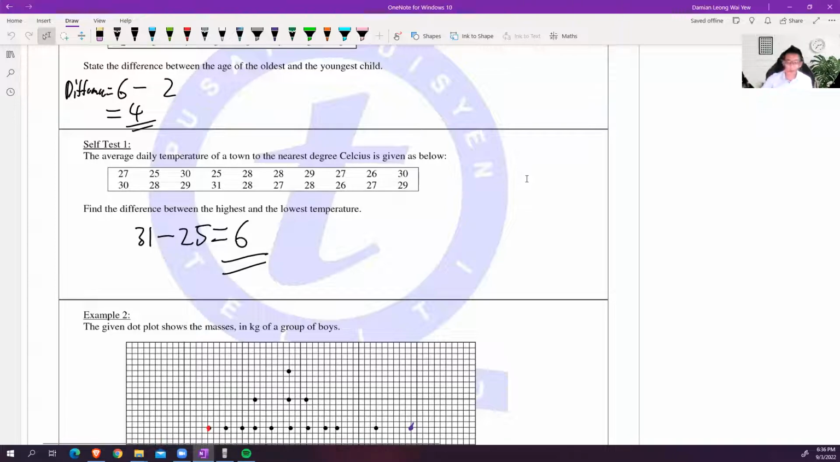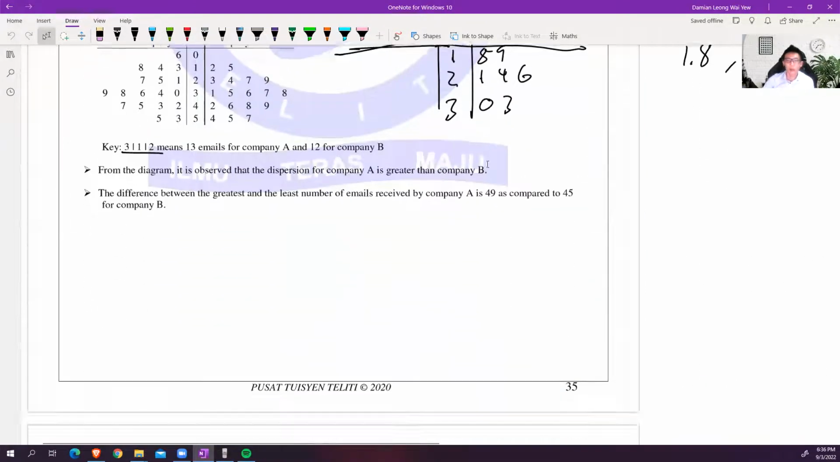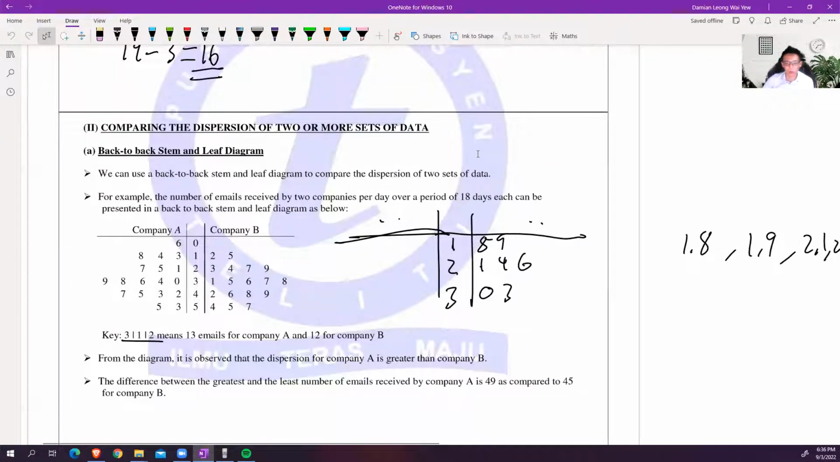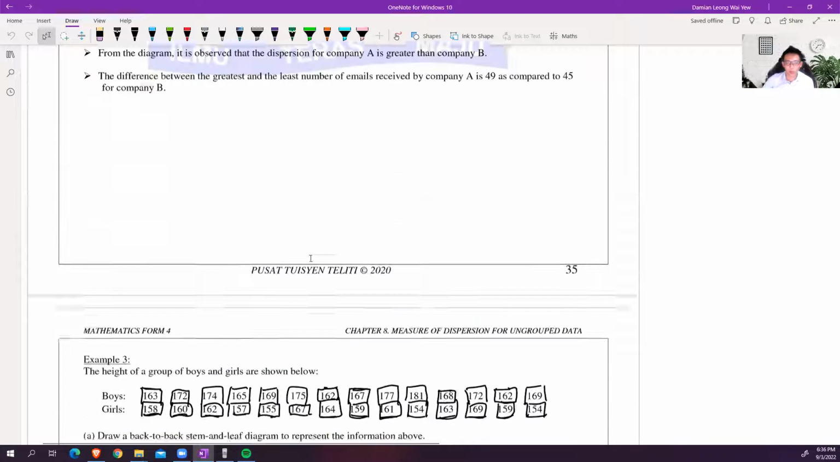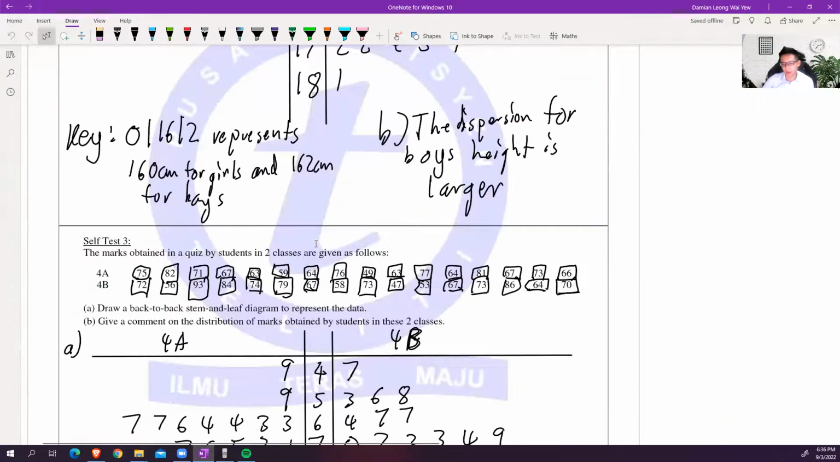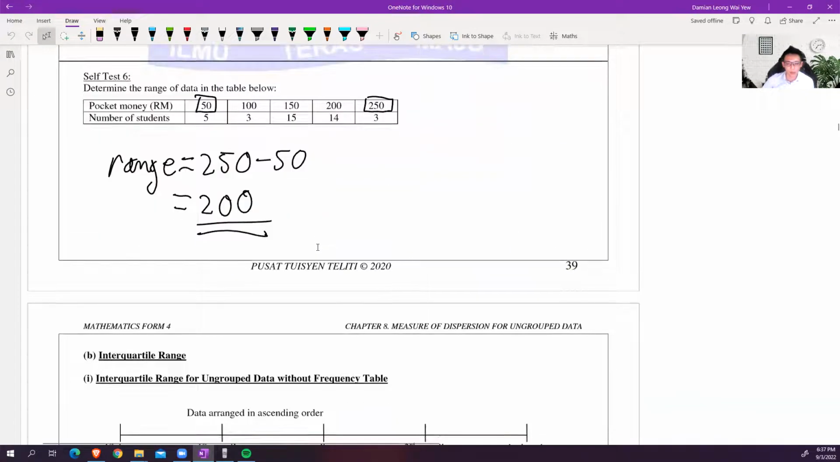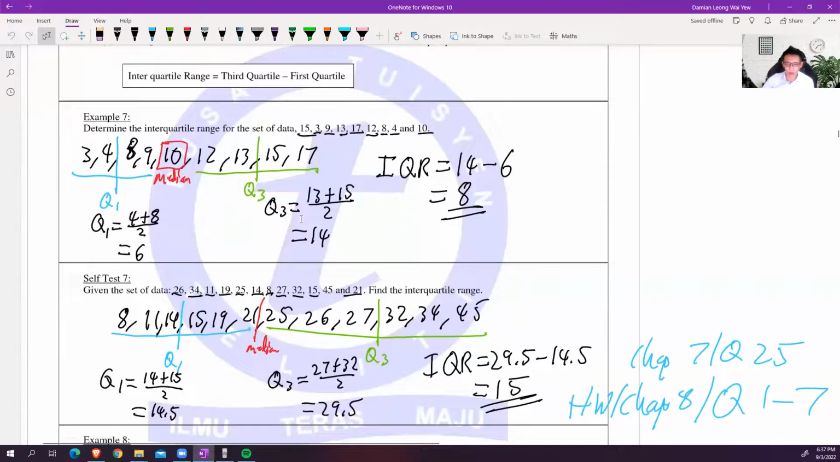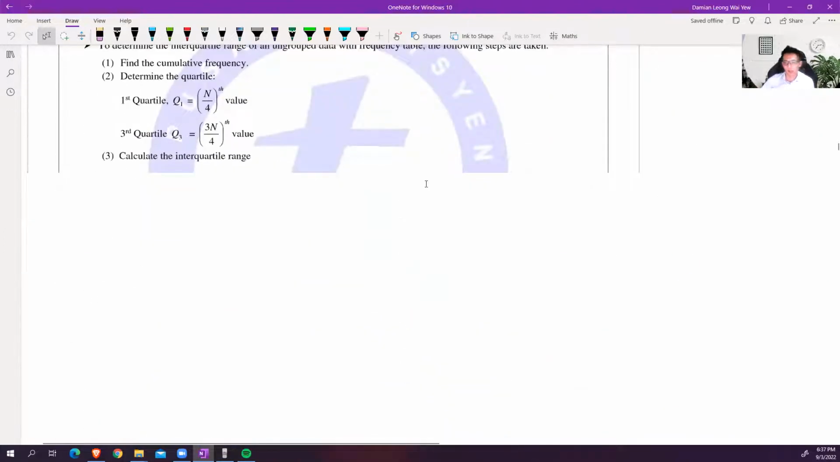Of course, you need to find your mean as well, because inside your standard deviation or variance formula, that's your mean. So that is also something you need to know. Stem and leaf diagram, also you need to know how to draw. Dot plot as well, I think it's quite straightforward. Then range, also straightforward. Interquartile range, as long as you know how to find first quartile, third quartile, median, interquartile range should be no problem. It's just the upper quartile or third quartile minus the lower quartile or first quartile.